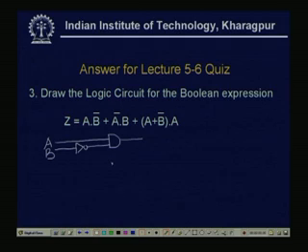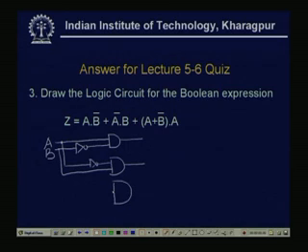Now, for A bar B, I take another AND gate, then this input is inverted, and B is the other input. So, this AND gate is for the second expression, A bar B. Now, another is A plus B bar dot A. So, I need another AND gate, one of whose inputs is A.